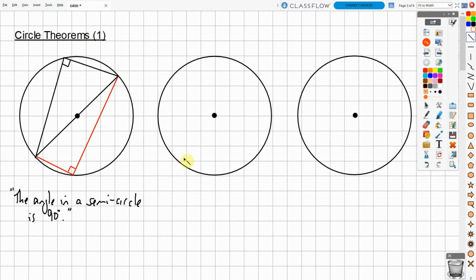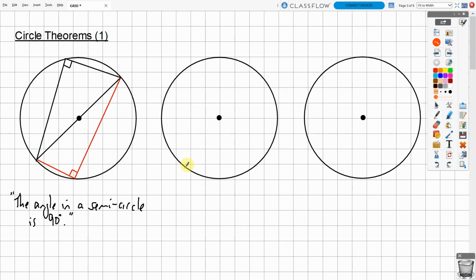The second circle theorem that you need to know depends upon us understanding some more terminology. This curve here between A and B, this short piece, is known as an arc, A-R-C. This is the arc AB. More precisely, it is known as the minor arc AB. The major arc AB goes all the way around the outside. It's bigger, so it's called the major one. The small one, the more obvious one, is the minor arc AB.